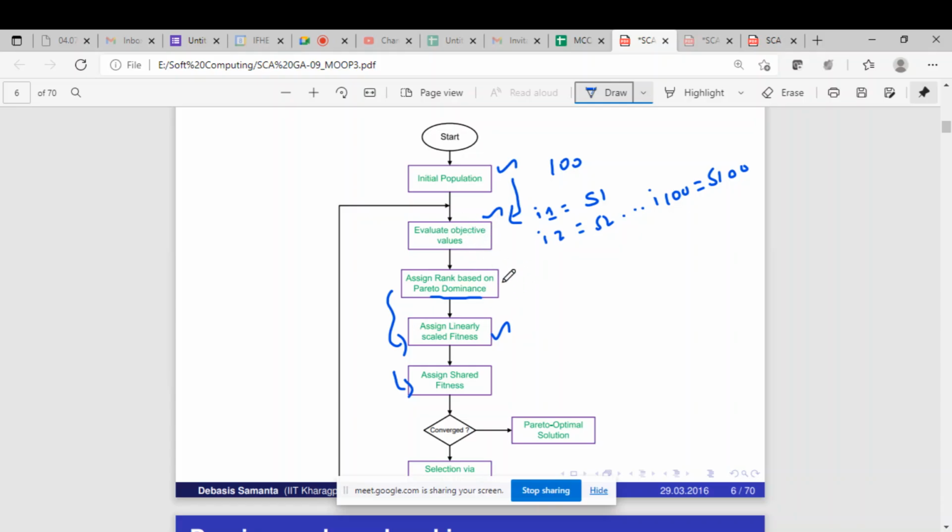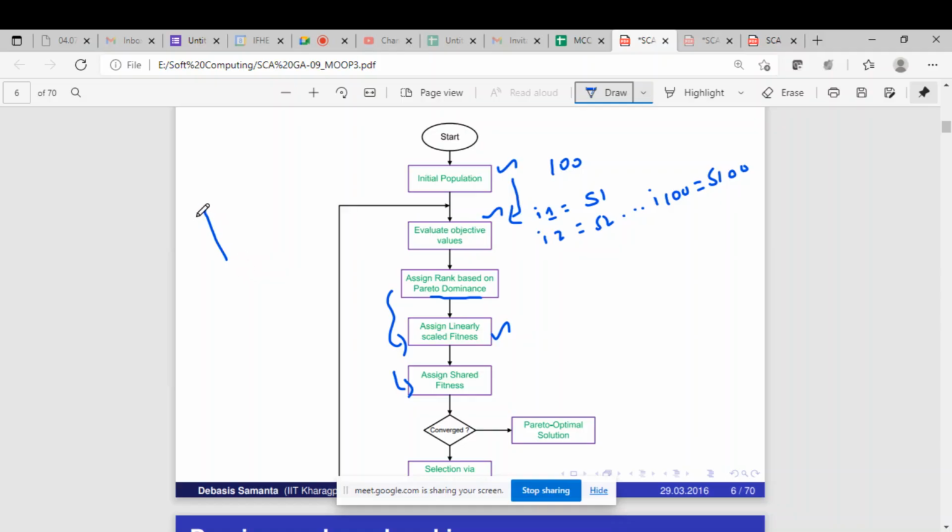Then the next step, we do ranking. How it does this ranking is a Pareto dominance ranking. So what is a Pareto? What is a Pareto optimal set? A Pareto optimal set is a set of solutions which are non-dominating.